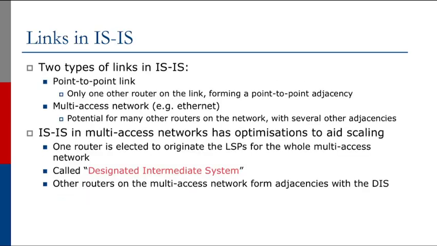There are two types of links in ISIS. There's a point-to-point link, where only one other router is on the link, forming a point-to-point adjacency. And there's a multi-access network, for example, Ethernet, where there's the potential for many other routers to be on the network with several other adjacencies. ISIS in multi-access networks has optimizations to aid scaling.